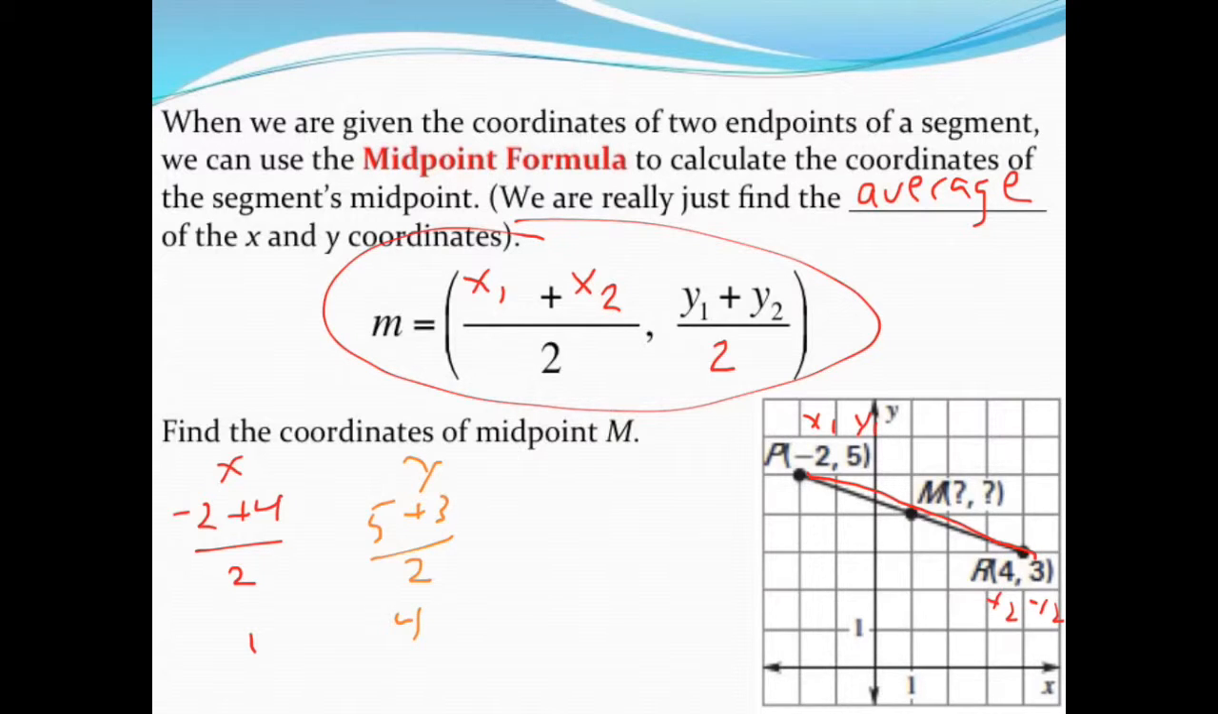With any good coordinate, you want to make sure that you have a comma between your x and y values and parentheses around that. So the coordinates of my midpoint should be 1, 4. And then again, if we just use this graph over here to double check it, it looks like, yes, that's absolutely the coordinates of my midpoint, 1, 4.